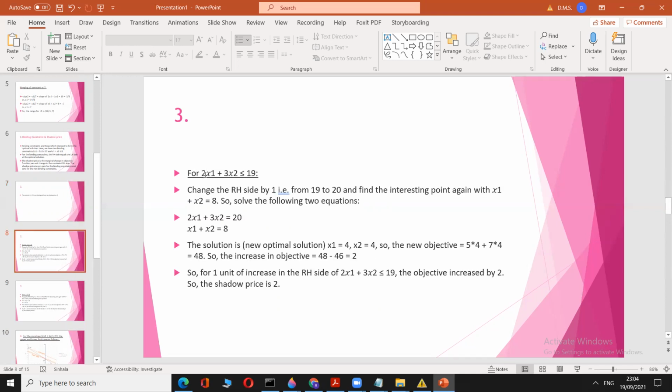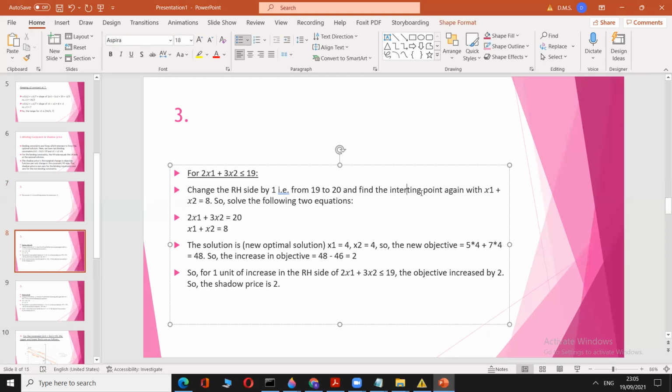Then for the next constraint line, 2x1 plus 3x2 less than or equal to 19, we are going to change the right hand side by 1. If you change the right hand side by 1, this 19 becomes 20. From 19 to 20, find the intersecting point again with x1 plus x2. We are not changing the other constraint line, only this one by 1.